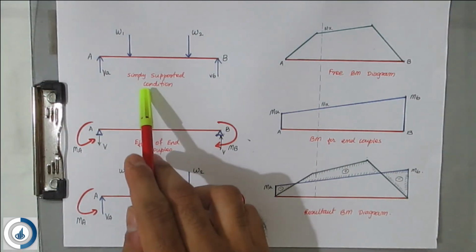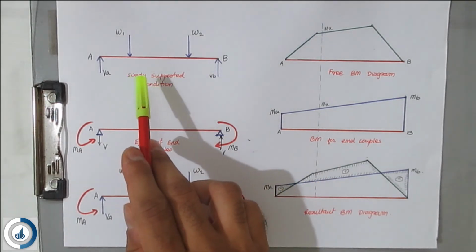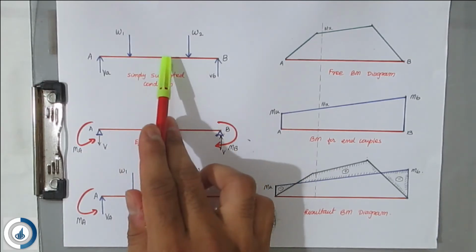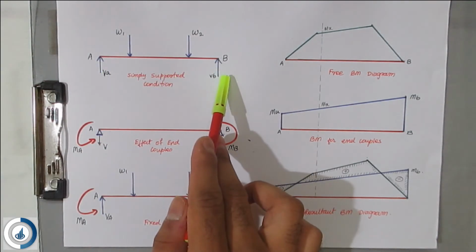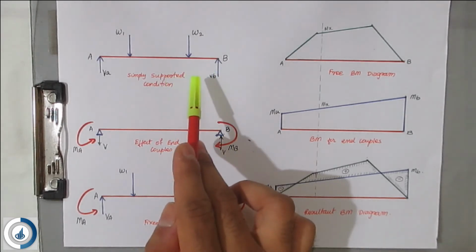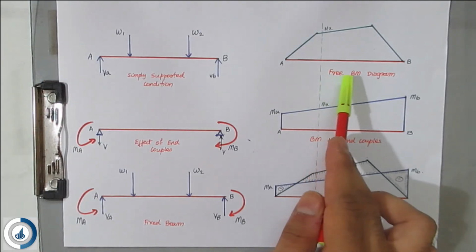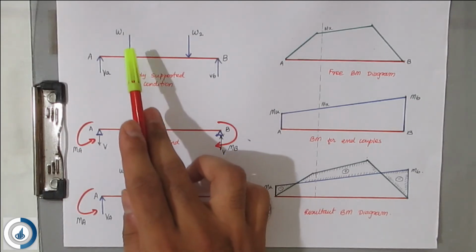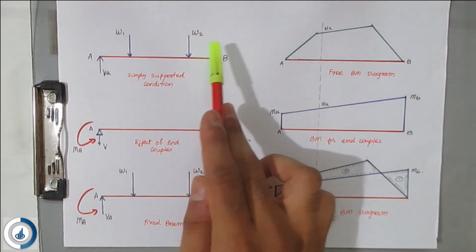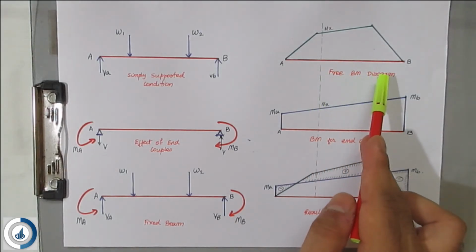The first figure is the simply supported condition, as it was in the previous figure. Two loading conditions, that is point loads W1 and W2, and it has vertical reactions VA and VB. Now this is the corresponding bending moment diagram, or free bending moment diagram, for this particular beam. We are assuming W1 is a little bit smaller and W2 is greater, so the general bending moment will be like this.